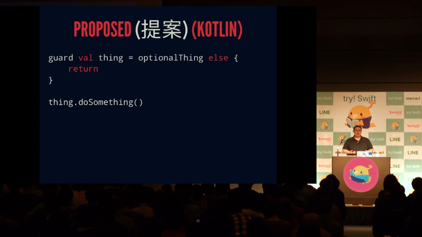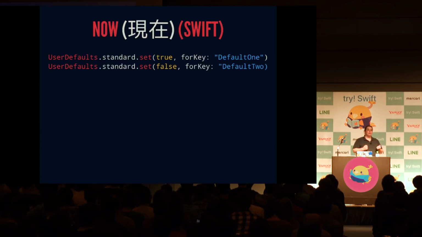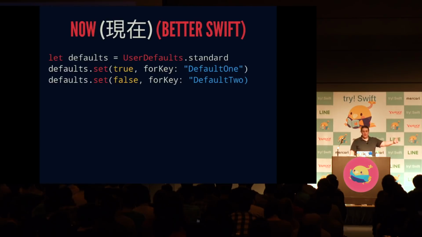Now, a really nice thing in Kotlin, which I think Swift should steal, is the apply function. Right now in Swift, if you have a single instance of something, especially if it's a singleton, which you want to do multiple things with, you have to either access that singleton in full for every single action, or pull it out into a single variable and then repeatedly access that variable.